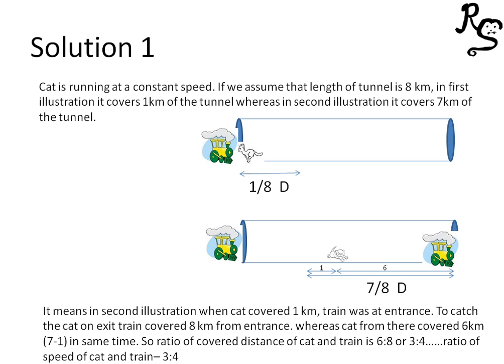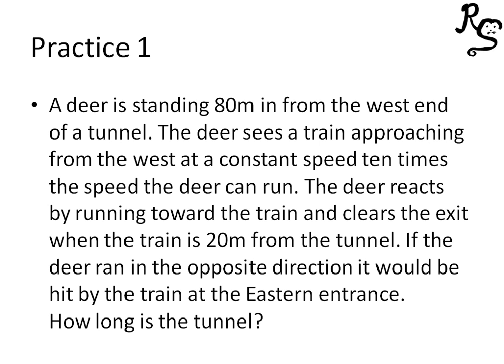Time is constant, so the ratio of covered distance of cat and train would be 6:8 or 3:4. As the time is constant, the ratio of the speed of cat and train would be 3:4. Here 3 represents the speed of the cat and 4 represents the speed of the train.